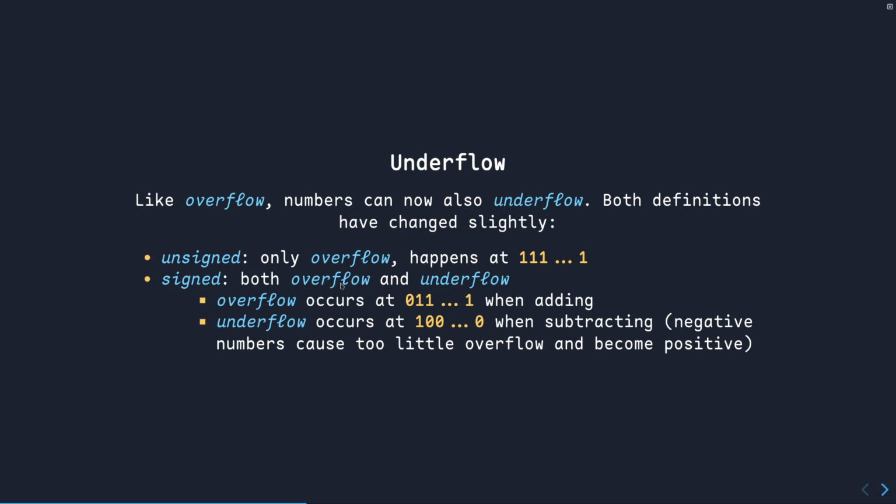With signed numbers, we have both underflow and overflow, where overflow occurs at the halfway point when adding. That happens when we are adding 2 numbers that are above the halfway, that will give a positive number above the halfway point, which will be interpreted as negative when it is actually not. And we have underflow the other way around, when we have 2 very negative numbers that will cause the result to not overflow enough in order to get back into the negative range, which will give us a positive result when the result should actually be negative.